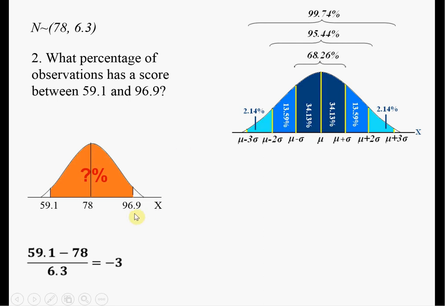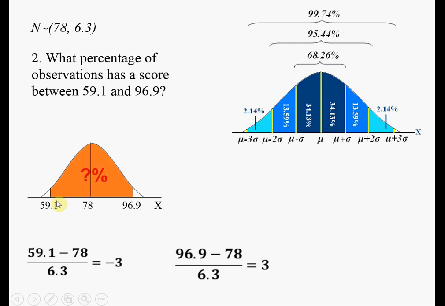What about the 96.9? We use the same method to figure out between 96.9 and 78, which is the mean, how many standard deviations are there. So we use 96.9 minus 78 and divide by the standard deviation 6.3. That gives us a positive 3. That means that 96.9 is 3 standard deviations from the mean, but the positive sign tells us that this value, 96.9, is above the mean.